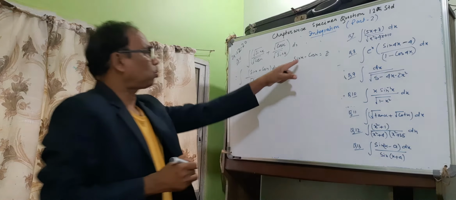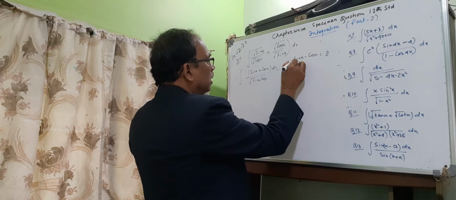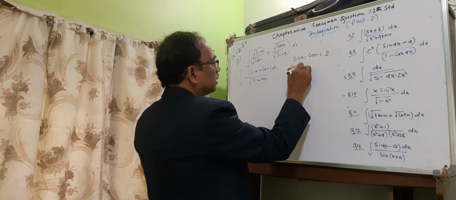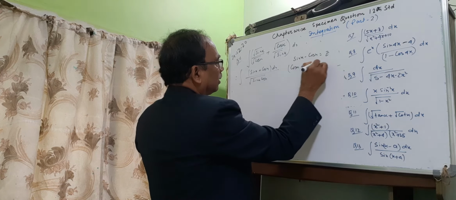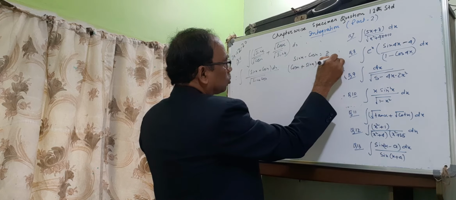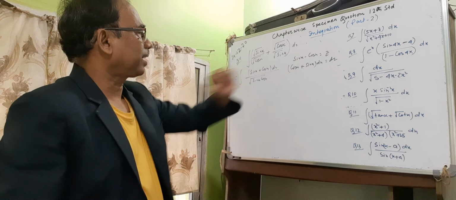Let sin x minus cos x equal z. Now differentiating, we have to get the numerator. The differentiation of sin x is cos x, and of cos x is minus sin x, so cos x plus sin x dx equals dz.